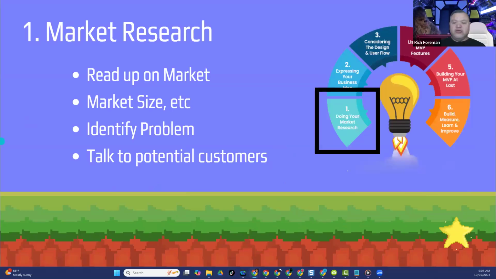In terms of doing your market research, this is super important. This is what I didn't do in my first startup. I didn't thoroughly research the market. You really have to know the issues they face, understand the competitive landscape, understand the market size, and understand the problem that you're trying to solve.